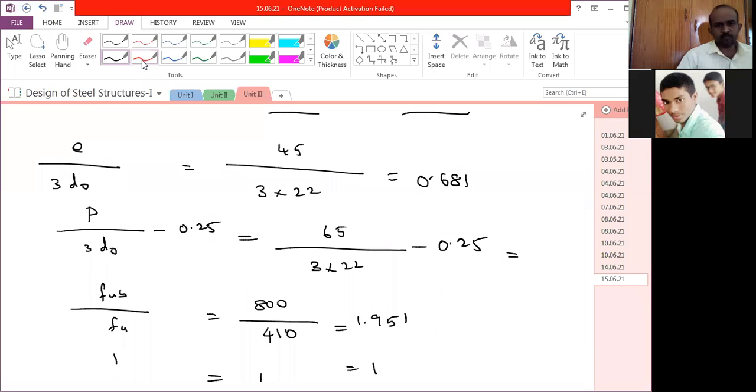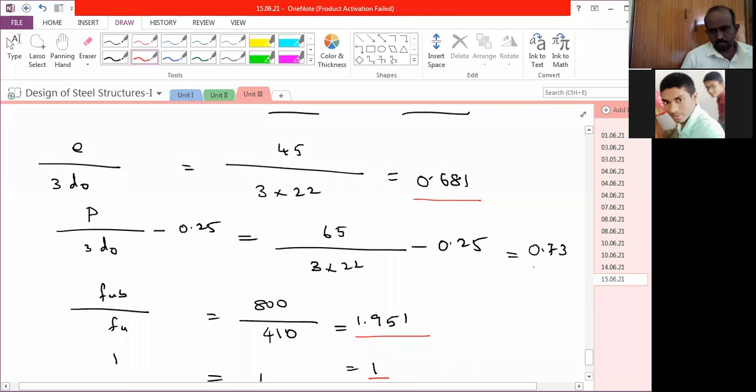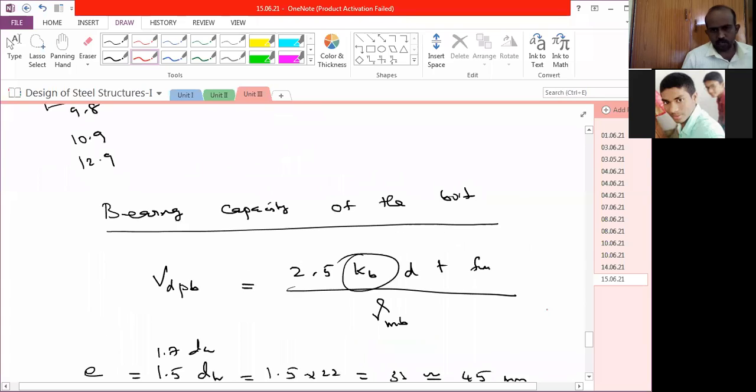Second value. This value is 0.951. 0.73, sir. 0.73, right? 0.73. So which is the least value? Anyone? 0.68, sir. 0.681 is the least value. Okay. So Kb value is 0.681, so I will write here 0.681.